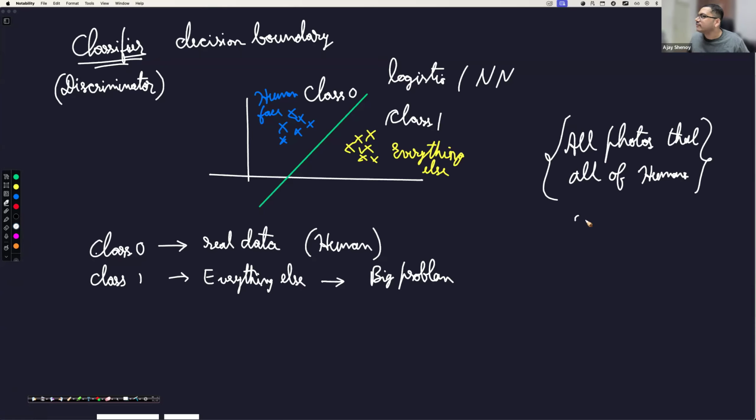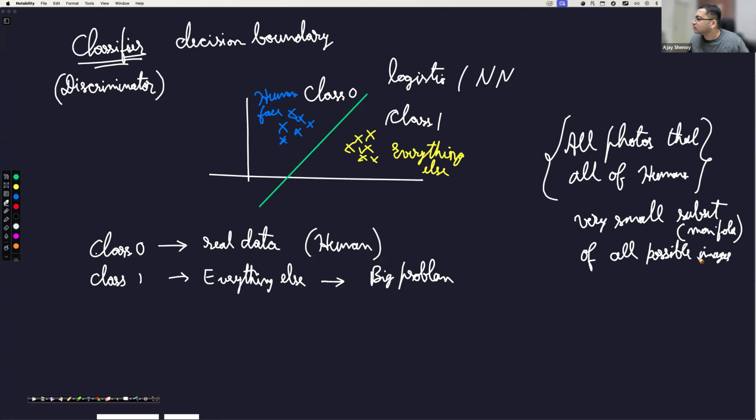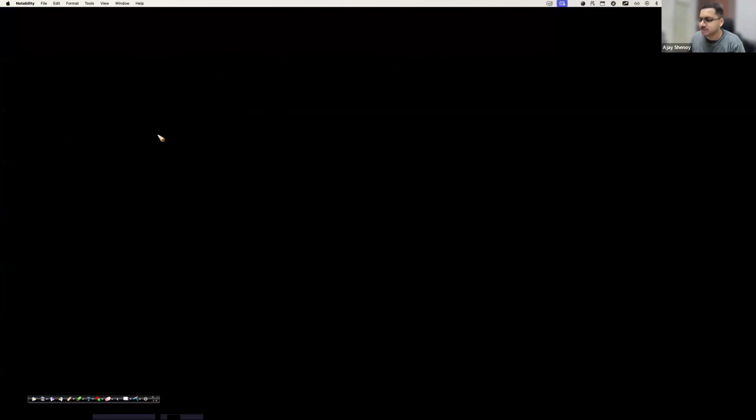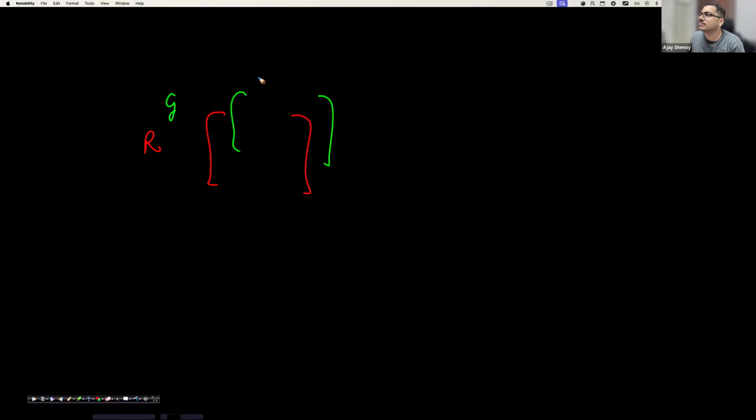All photos, drawings, paintings of all humans ever taken happen to be a very small, to use Shrikant's word from last class, manifold or subset. I may write manifold here if needed. A very small subset of all possible images. Why? Because think of something like a 10 megapixel camera. How many photos can you make out of that? Each pixel has a value. So when you say 10 megapixel, what you have is a red matrix, a green matrix, and a blue matrix behind it.